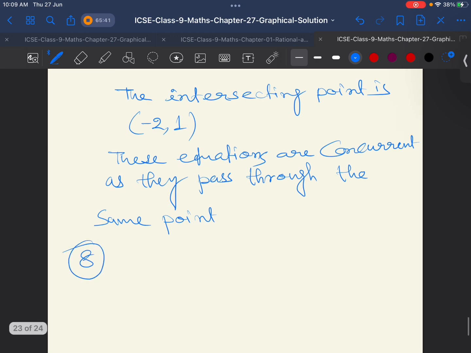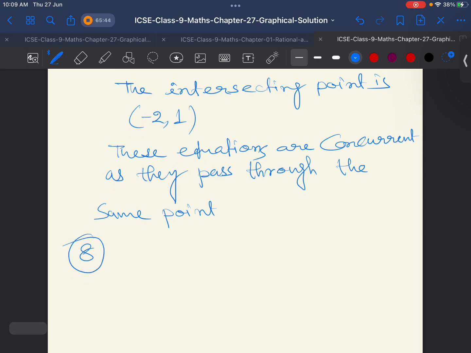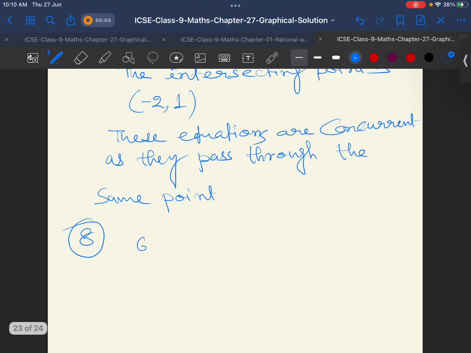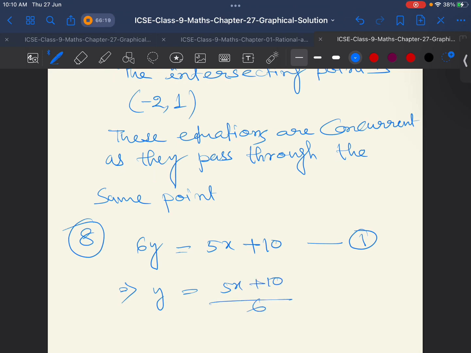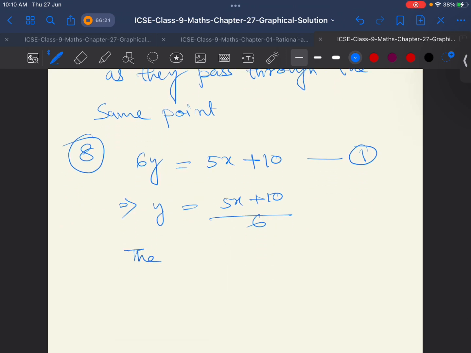Okay, now question 8. Using a scale of 1 centimeter to 1 unit for both the axes, draw the graphs of the following equations. From the graph, find the coordinates of the point where the two lines intersect and the area of the triangle between the lines and the x-axis. Okay, so here equation 1 is y equals to 5x plus 10 by 6.